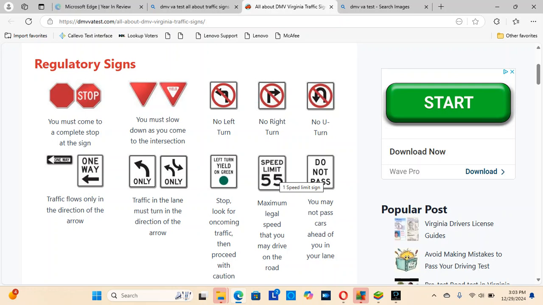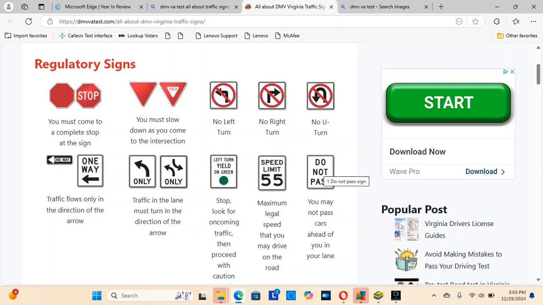This is a speed limit sign. You cannot go over the maximum speed limit that's posted that says 55. You cannot go over 55 miles an hour.